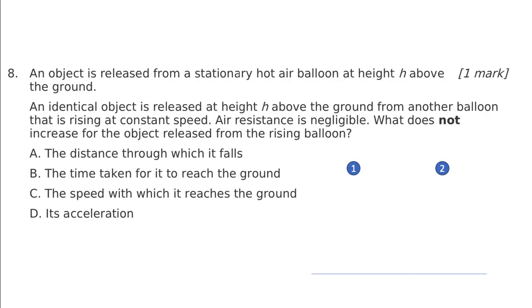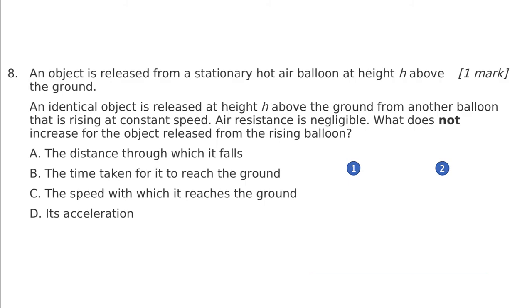Question 8. This is one you need to read carefully. We've got an object released from a stationary hot air balloon, and then we've also got one which is being released from a hot air balloon which is rising at constant speed. There's no air resistance, and we're wanting to know what does not increase for the object released from the rising balloon.